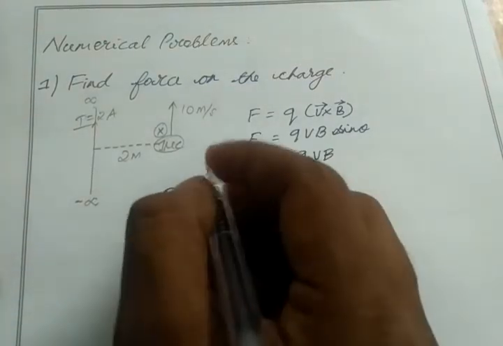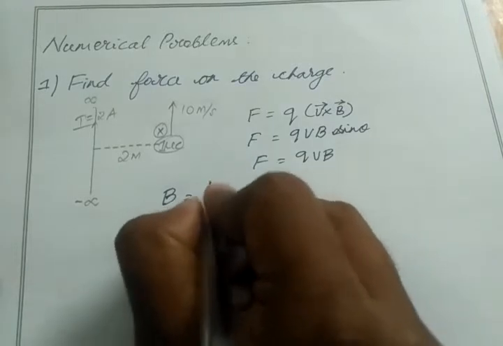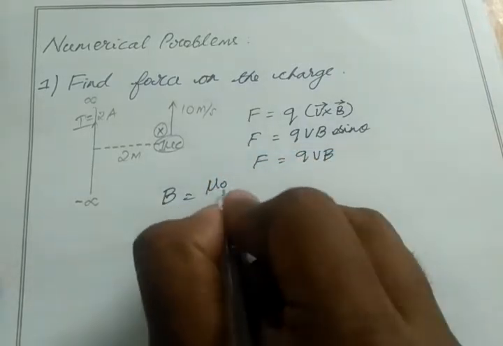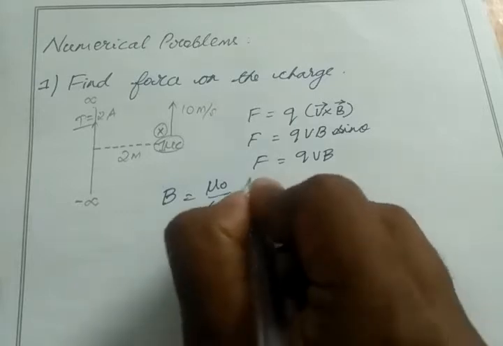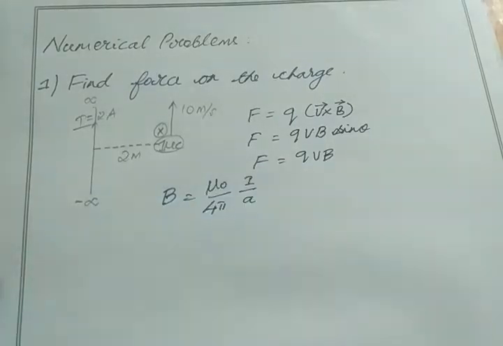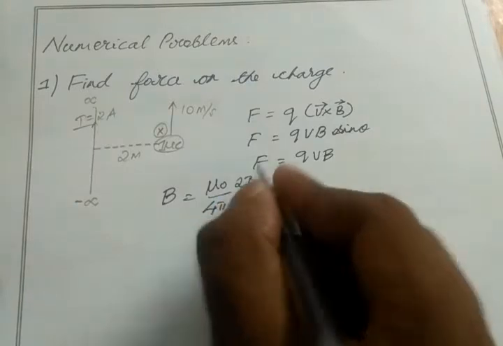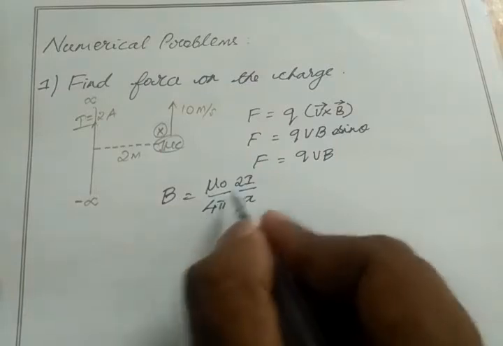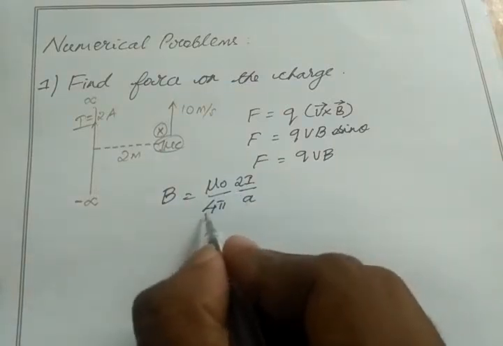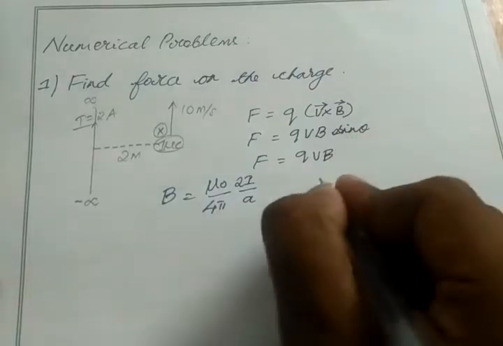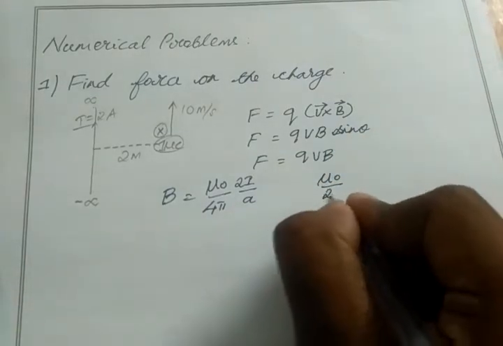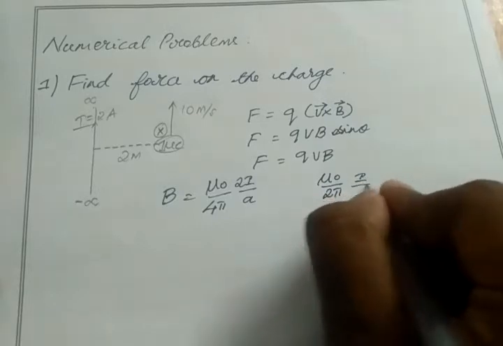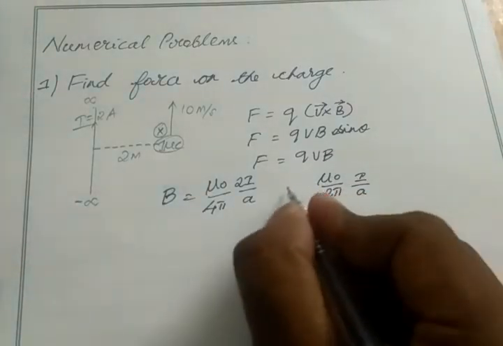B equal to mu naught by 4 pi, 2I by A. So this is the formula to find the magnetic field due to a current carrying infinite wire. If we want, we can cancel the 4 pi here, so we get mu naught by 2 pi, I by A. If we cancel it, we can write it like this.